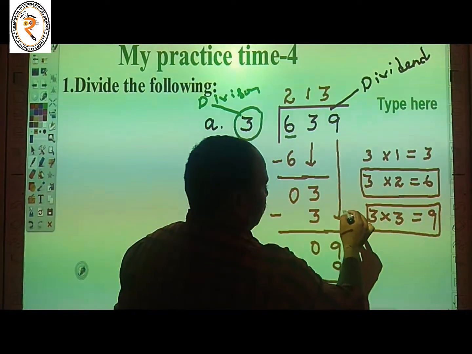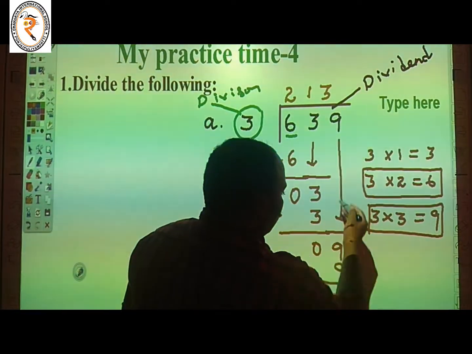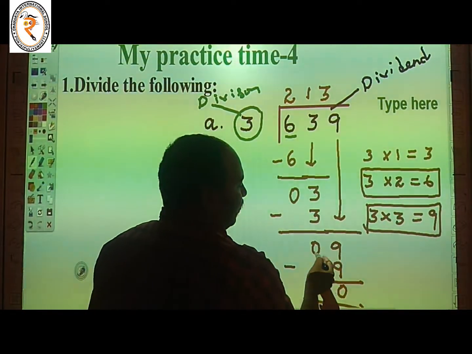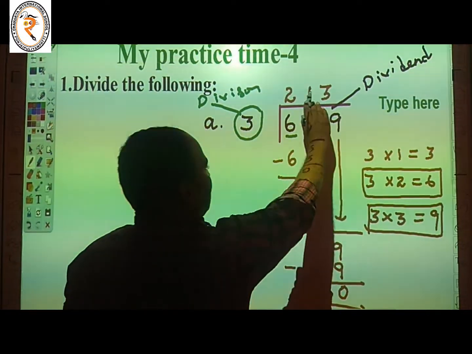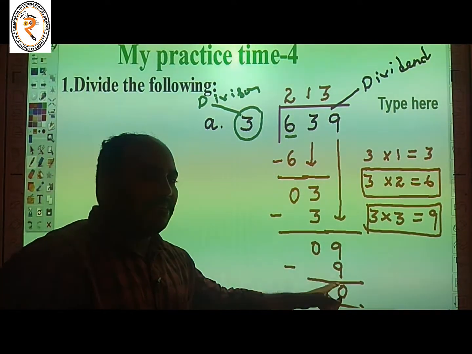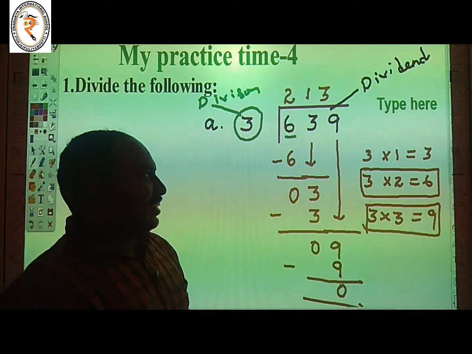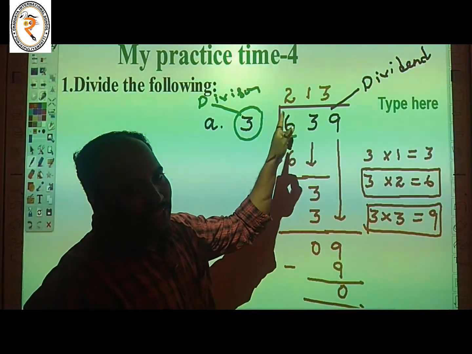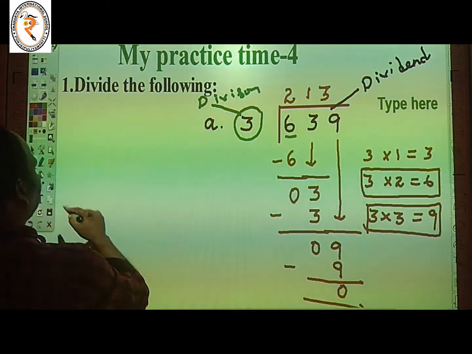Next we go to the ones place. The ones place is 9. Bring down the number 9. 9 divided by 3. Again the new dividend is 9. 3 3s are 9. Next we minus: 9 minus 9 is equal to 0. So the remainder will be 0. It is an exact division. The solution is 213.